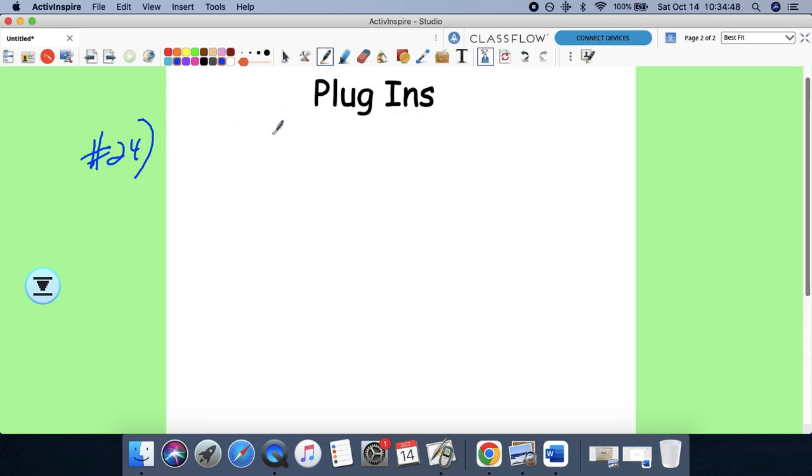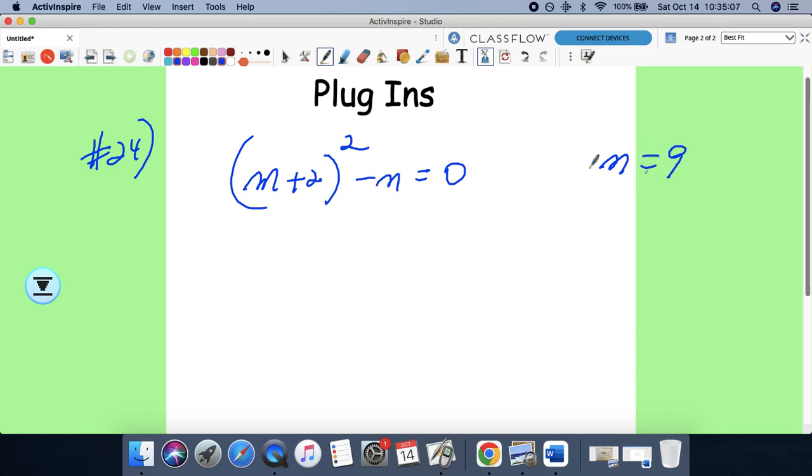M squared, blah, blah, blah, minus 0, because when n equals 9, what is the value of m? So m plus 2 to the second power minus n equals 0. When n equals 9, let's say n equals 9, that's what you're saying. So n plus 2 to the second power minus 9 equals 0.